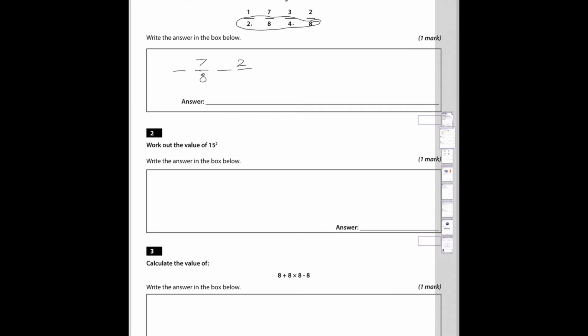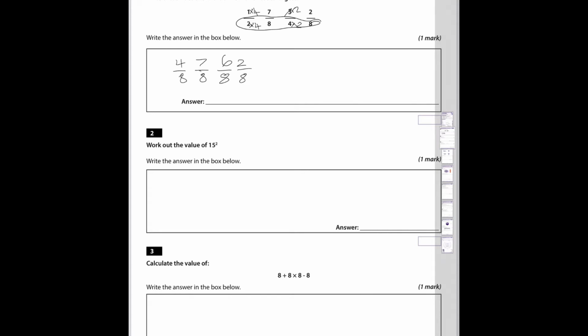We've got 2 over 8 there. To make that number 8, you need to times it by 2, which means you also need to times that by 2, which will be 6. Again, to make that number 8, you times it by 4, which also means you need to change that by 4. Anything you need to do to the bottom, you do to the top as well. So that is 4 over 8.